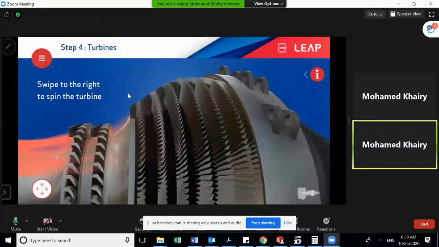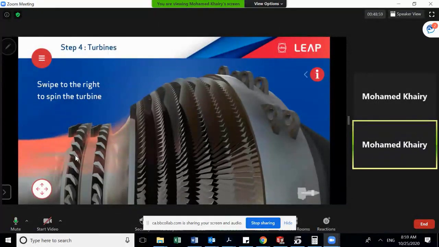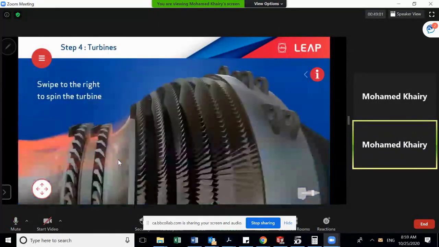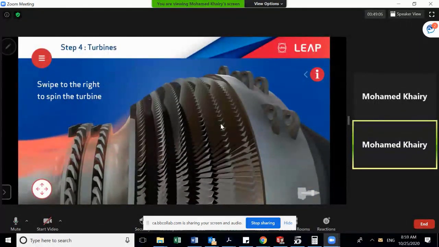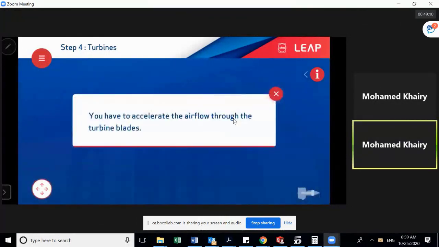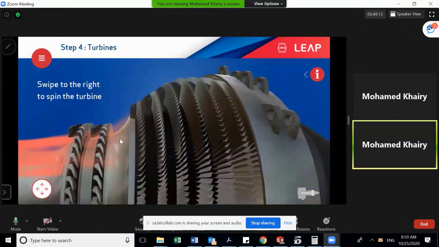How many stages? How can we know that? You just need to count this: 1, 2, 3, 4, 5, 6, 7, 8. So these are the number of the stages. These are rotors which I count, and each rotor has a stator before it. So this is the first rotor, and there is a stator here before it. There is the second rotor, and there is a stator, and so on.